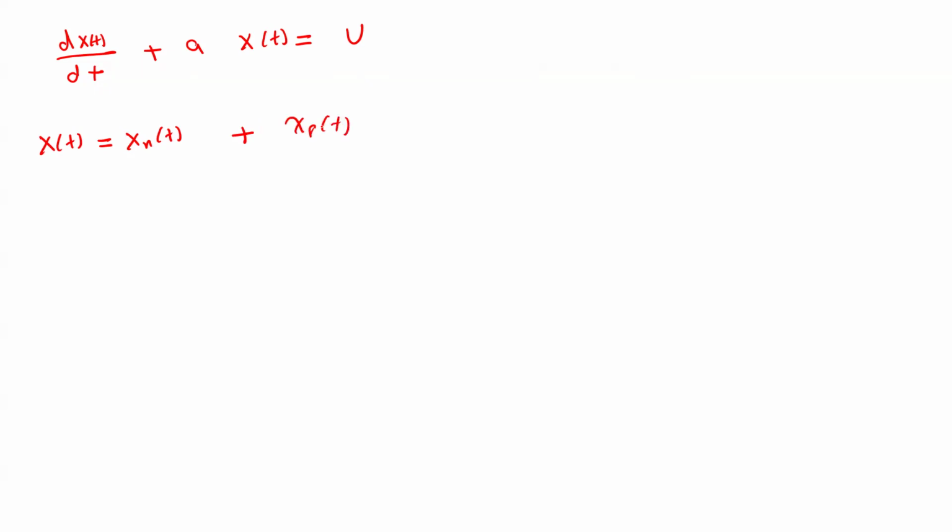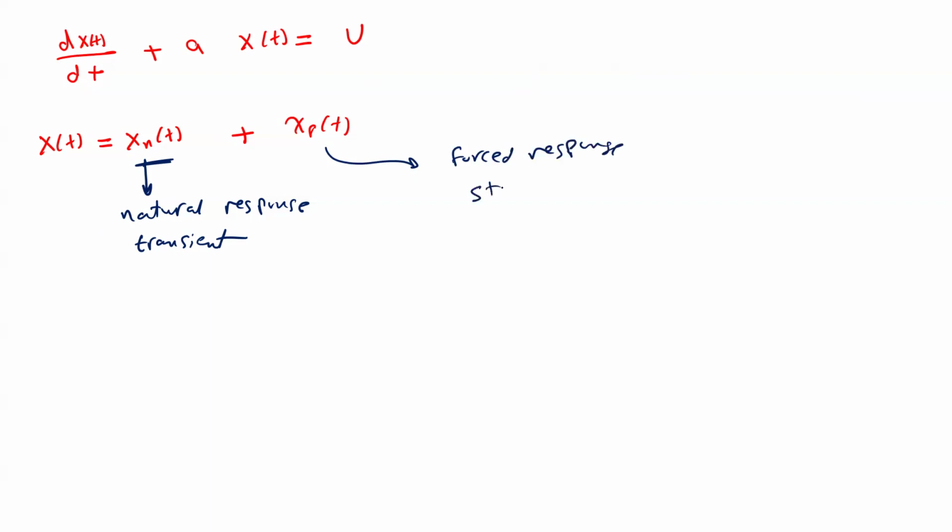I'm sure in calculus you took differential equations. So this xn of t, we call it the natural response, or the transient response. This one here we call the forced response, or the steady state response. So it is like you have two parts, one part for the transient, one part for the steady state.